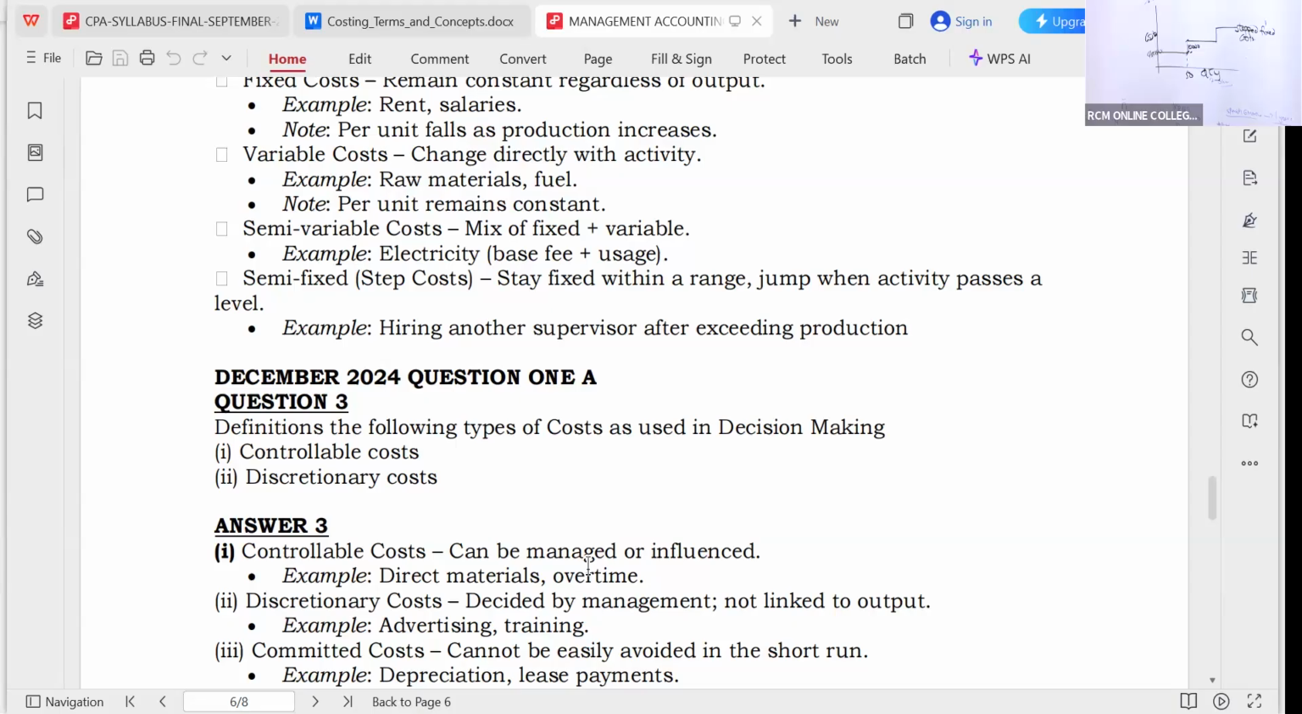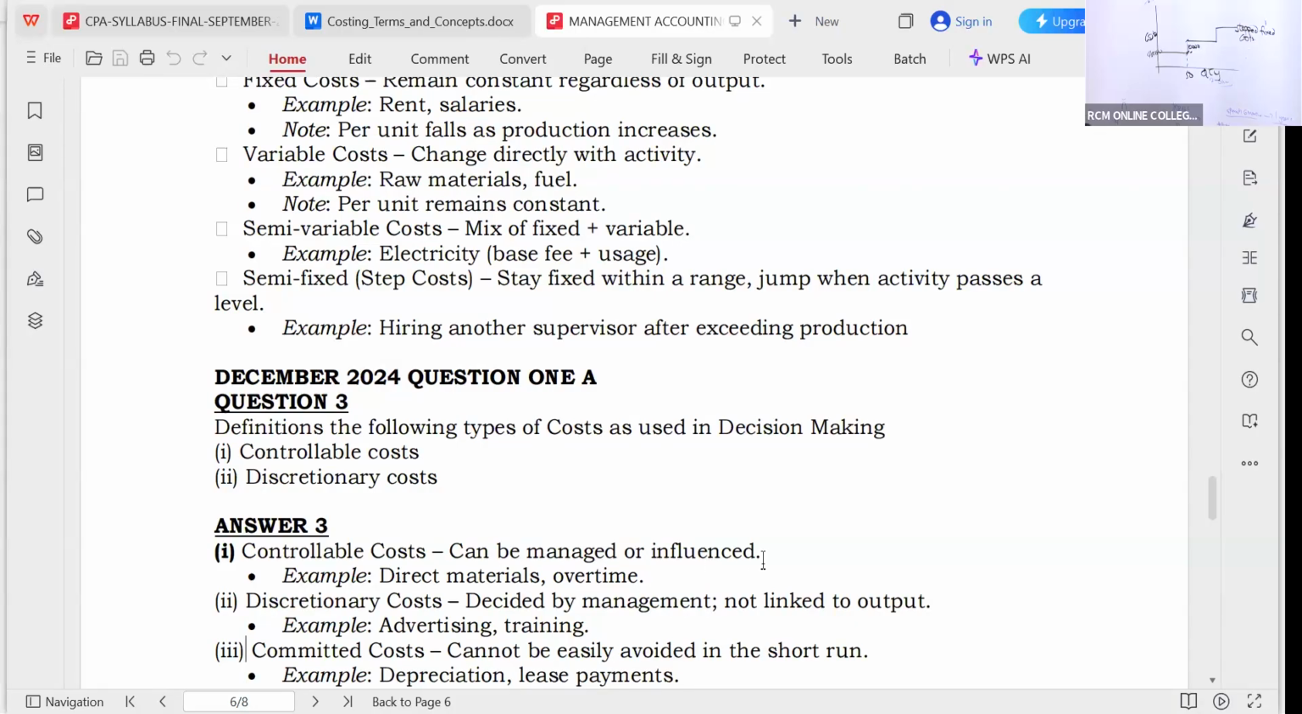Example, direct materials, overtime. Ladies and gentlemen, when I ask you for a favor, it will automatically be at your discretion to decide whether you're going to do that favor for me or not. It's your choice. So when you hear discretionary, these are costs that will be incurred only if management makes a decision to incur them. They are linked to management decisions, normally decided by management.